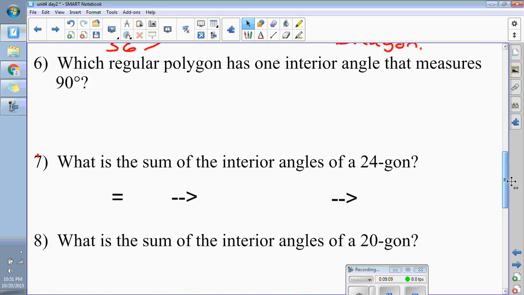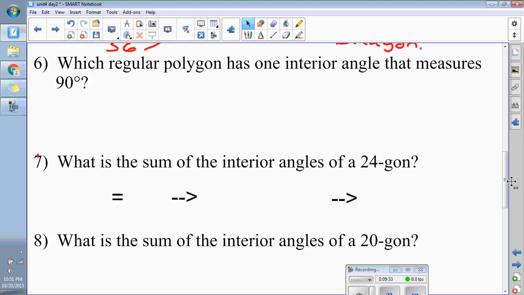What is the sum of the interior angles of a 24-gon? Okay, there are 2 ways we can approach this one. We can think about a 24-sided figure and draw the little triangles that go with it. Remember, that's always 2 fewer than the sides, so that's 22 triangles that are going to fit into a 24-gon. And from there, all we would do is say 180 times that 22, and we get our answer.